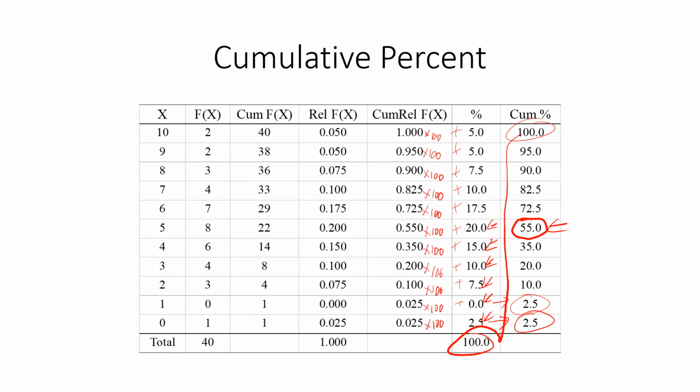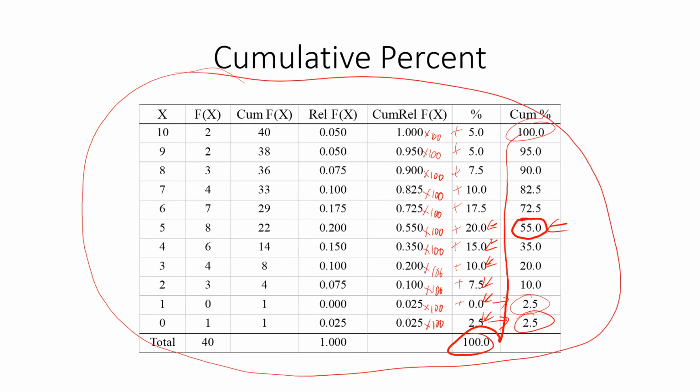Hopefully that's clear on how to do a full frequency distribution. This right here that you see is the full frequency distribution. All of our columns and rows are taken care of. If I were to give you just this row right here, you should be able to figure out everything else in this chart.